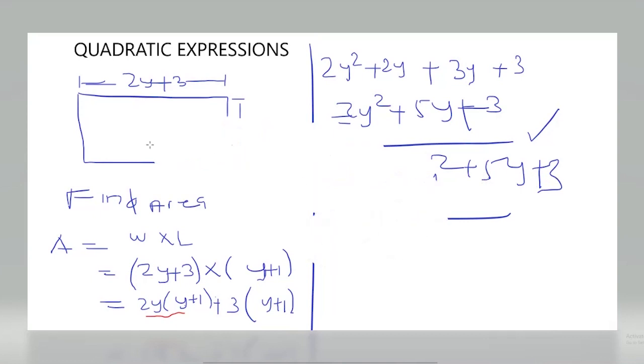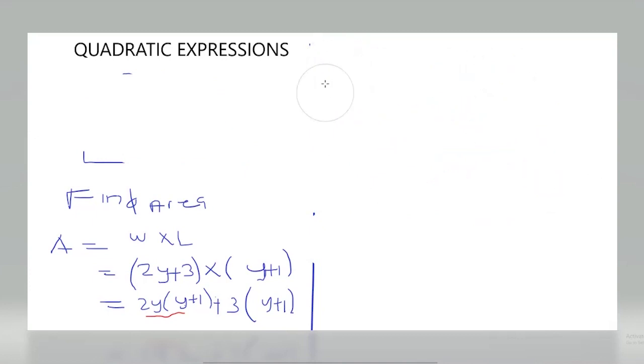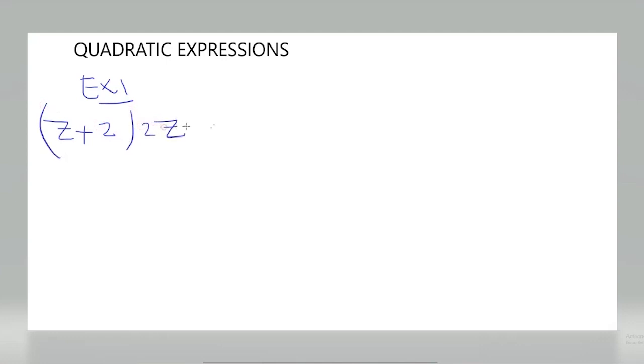Now I'm going to give you a first example on how to expand these kinds of problems. Assume we have been given this. This is example number 1. Assume you have been given z plus 2 and 2z minus 3. Now the question is to expand.